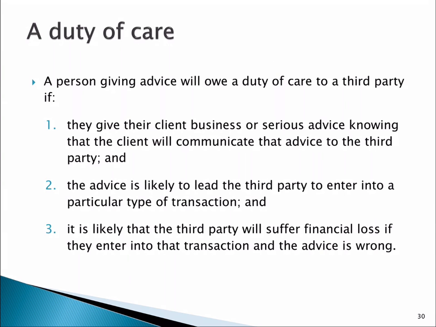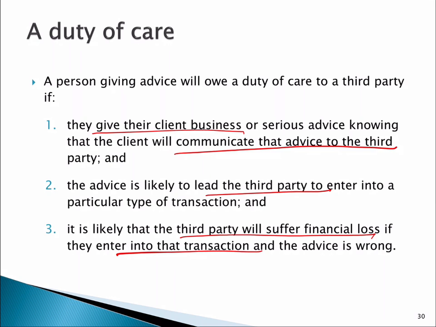In a situation where the defendant has given the advice to someone other than the plaintiff, where will a defendant owe a duty to a third party? That occurs where they give their client, where the person who they give the advice to, they know that that person is going to communicate that advice to someone else. Where they know that, and where that is likely to lead the third party or the end person who gets the advice to enter into a type of transaction, and that third party will suffer loss if they enter into that transaction if the advice is wrong, then the originator of the advice will owe a duty. That's a little bit of a complicated test, so it might be best if you go back and rewatch the video on that if you're not understanding that particular slide.